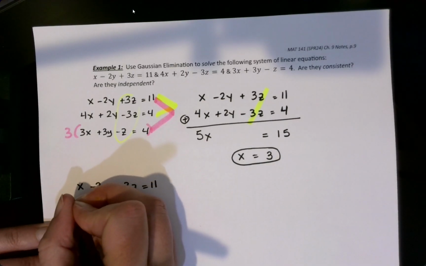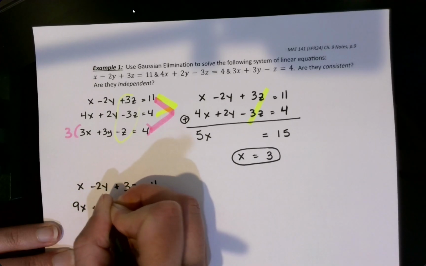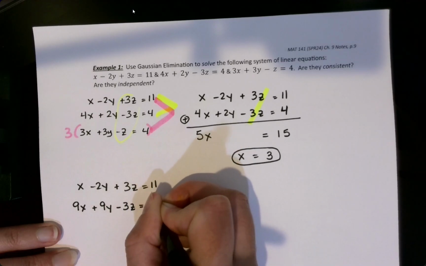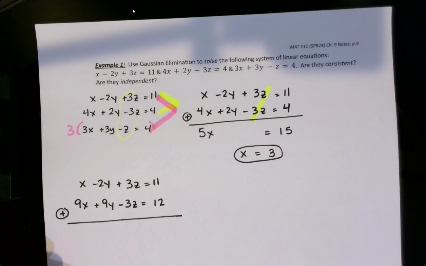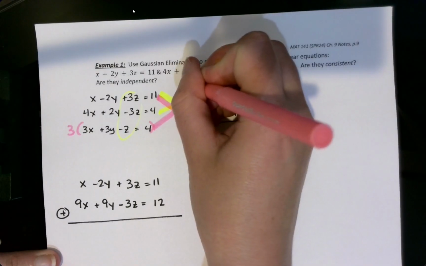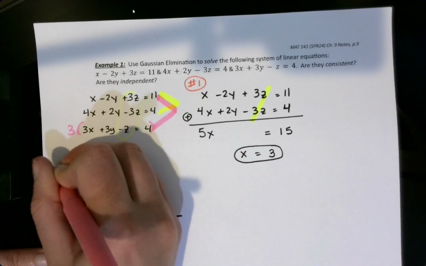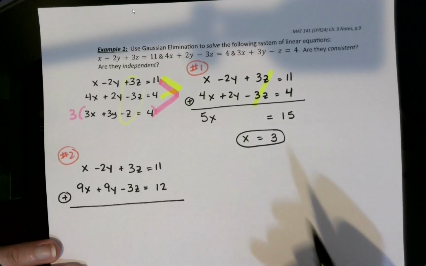So I'm going to leave x minus 2y plus 3z equals 11. When I multiply by 3, that's going to be 3 times 3 is 9x. 3 times 3 is 9y. 3 times negative 1, negative 3z equals 3 times 4 is 12. Now you can see that it can be difficult to organize your steps right here. So I'm going to number my steps as step number 1 and step number 2, just to try to keep track of where I'm going, because I'm going to probably wind around my page a little bit here, just using up the space. Let's add our two equations together.